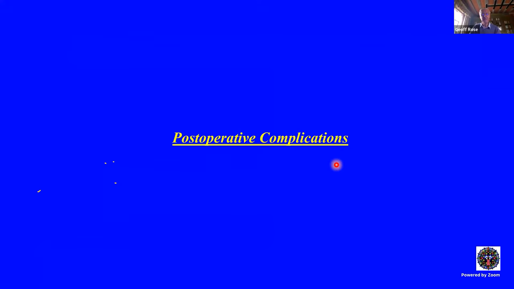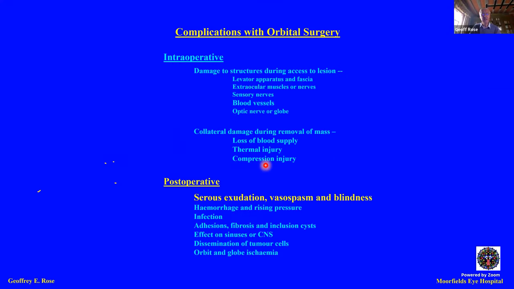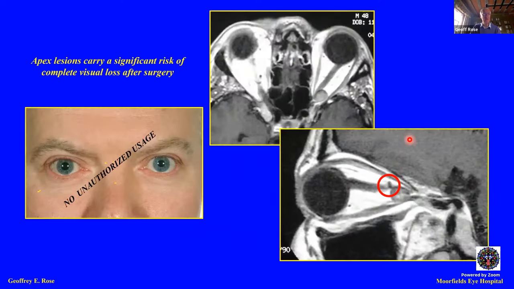Other postoperative complications are those arising mainly in the postoperative period. Probably one of the most significant causes of problems is serious exudation and vasospasm, and obviously visual loss is probably our most worrying. Now, apex lesions do carry a significantly higher risk of complete visual loss after surgery, particularly if they're below the optic nerve.